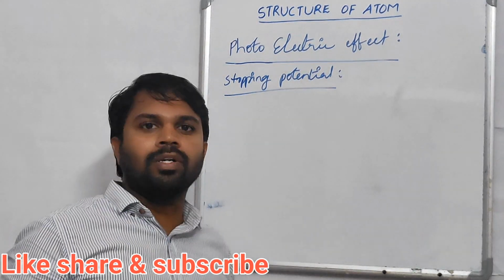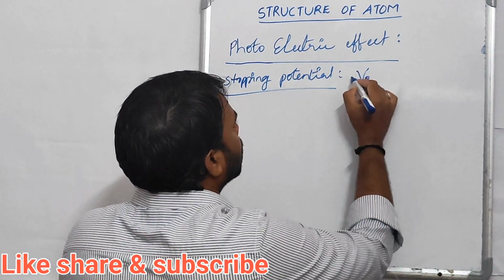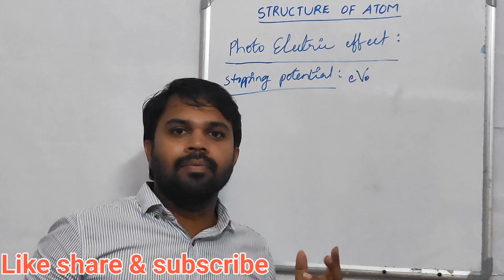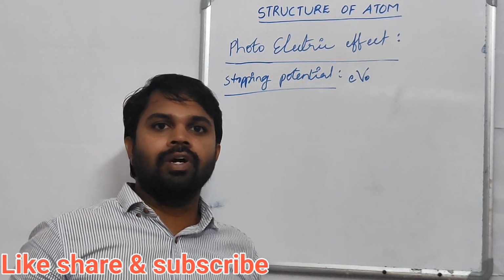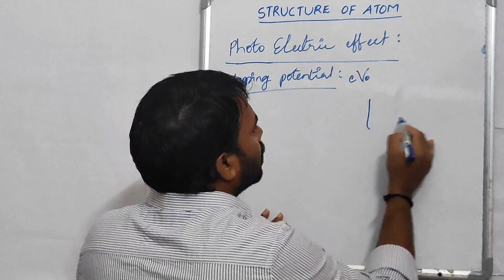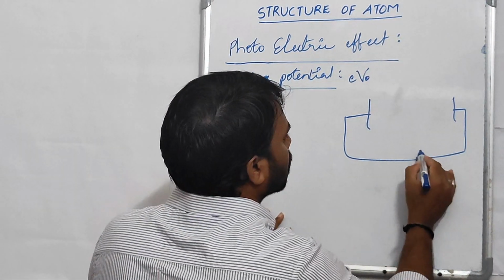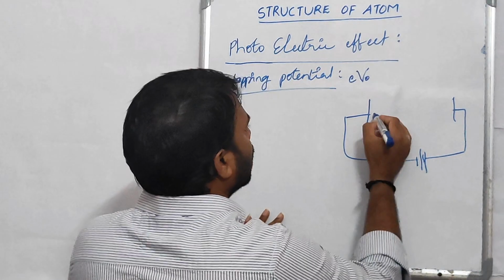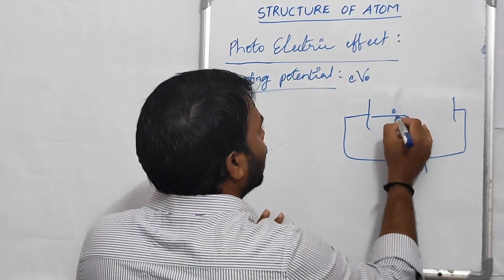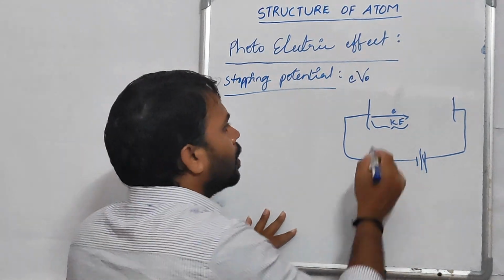Now come to one more terminology, stopping potential. It is indicated with V0. It is nothing but the minimum potential required to stop the flow of current. For example, these two are electrodes. Now the electron is moving here with kinetic energy. This length is equal to the kinetic energy.